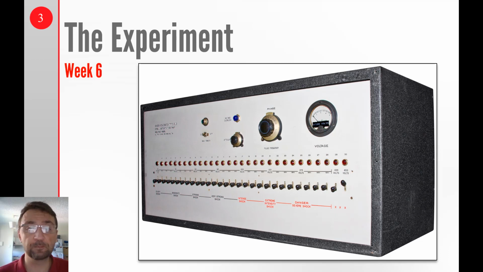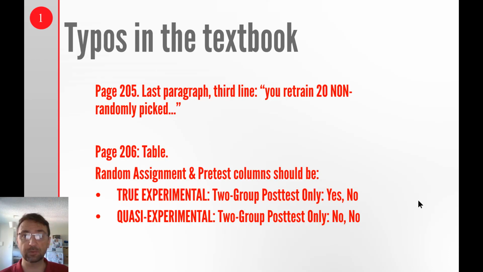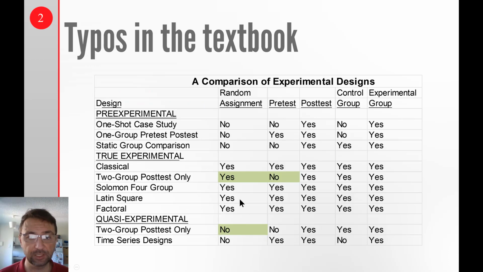So before we get started, a couple of things. In the textbook, there are some typos. So they're on the slides. You can look at them. But basically, in the textbook, there's just some key typos that are confusing. So it should be non-randomly picked, not randomly picked. And then here, there's basically in this table here, where they're reversed.